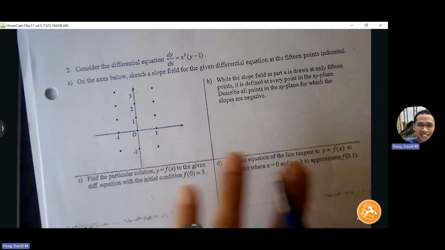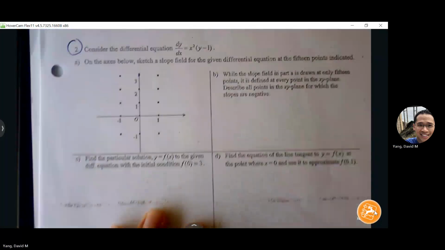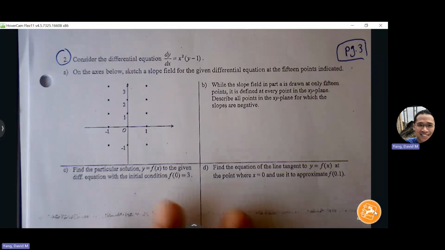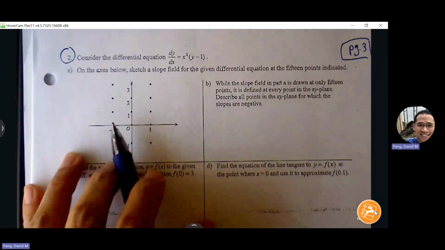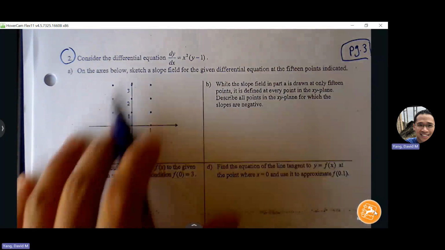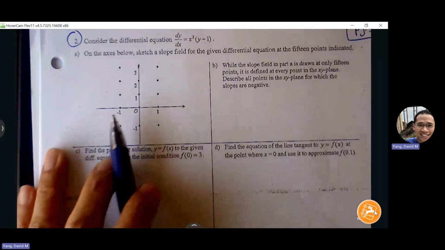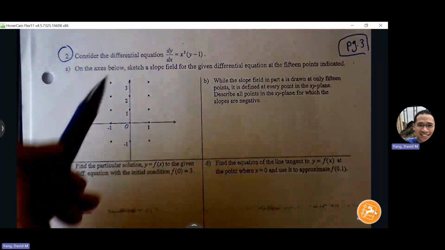I think, did we finish on page 3? Did we finish number 2? Oh, we didn't start it. Okay, good. That's right, we did number 3A. Okay, good. So let's go ahead and start on this.